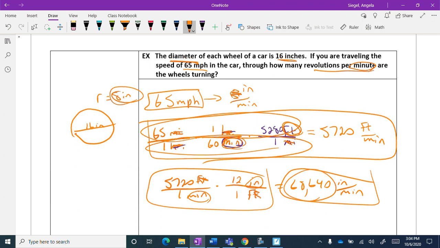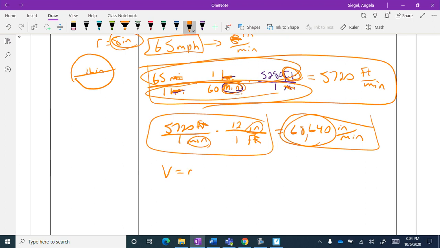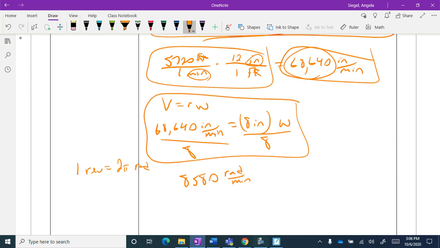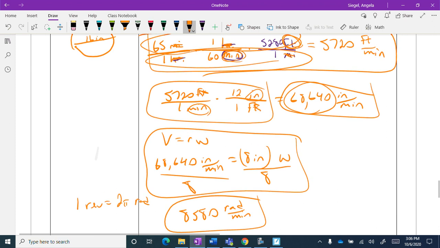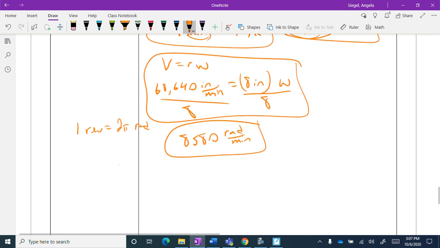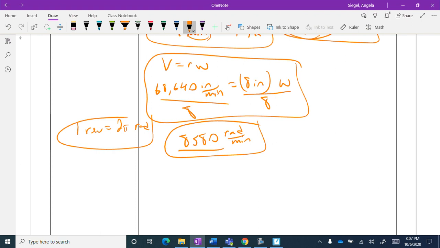Now I'm going to put it in the formula V equals RW. So I ended up putting it into this formula, and I got 8,580 radians per minute, but I needed it in revolutions per minute. So I'm going to take this, here's my conversion, I'm going to divide it by 2 pi, and I get 1,365.55 revolutions per minute. And that's it, guys.